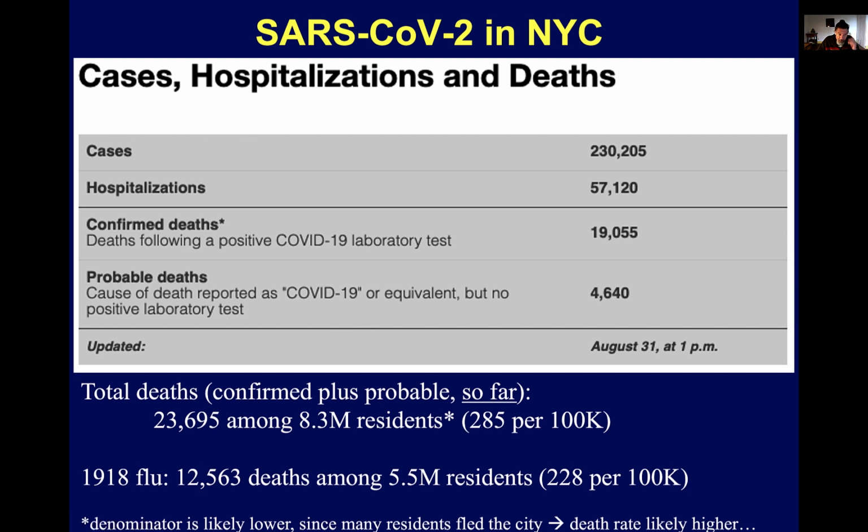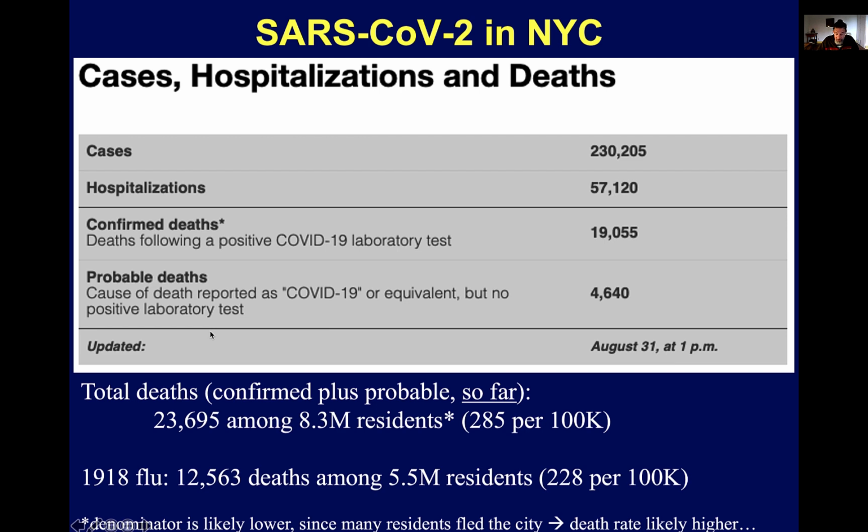But if we just calculate the death rate now, we get an estimate of about 285 per 100,000 New Yorkers. Comparing that to the 1918 flu, there were about 12,500 deaths among 5.5 million residents at the time for a death rate of 228 per 100,000. So it looks as if this is an epidemic in New York City that has been more lethal than even the 1918 pandemic flu.